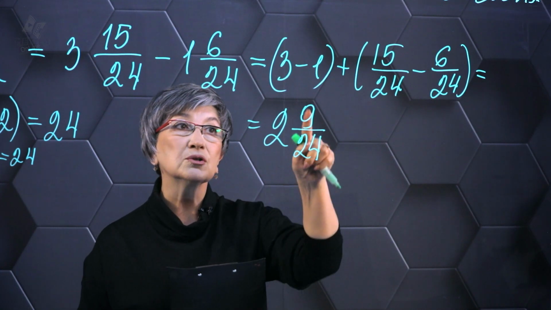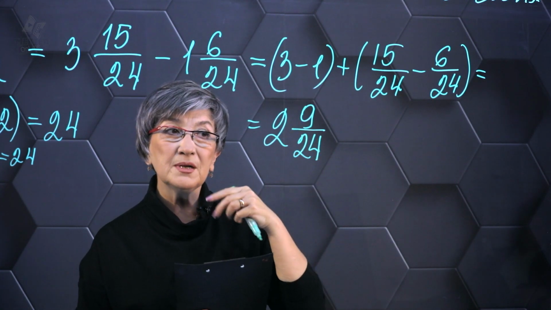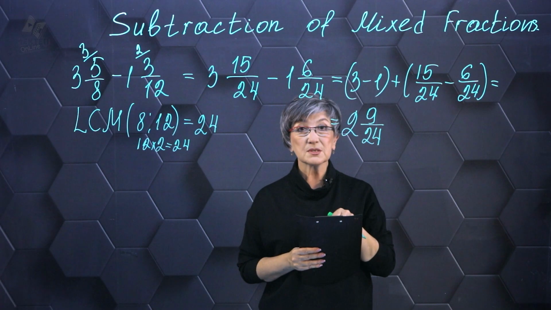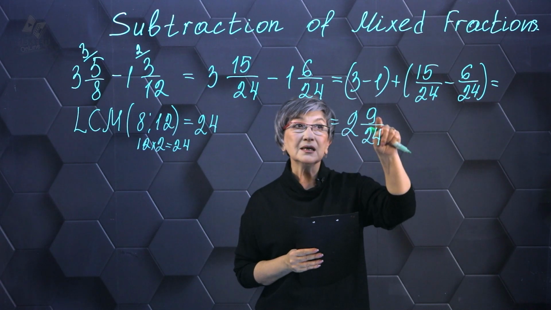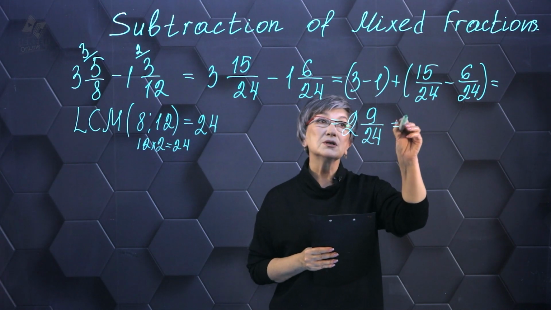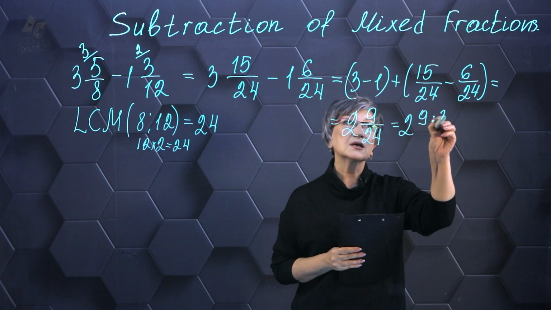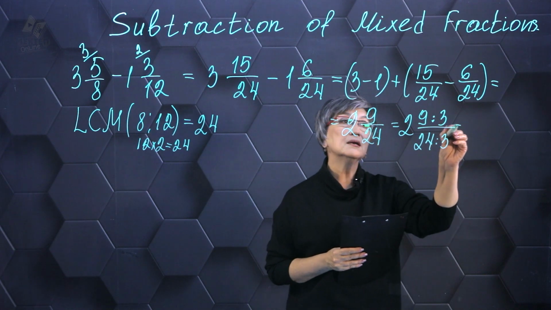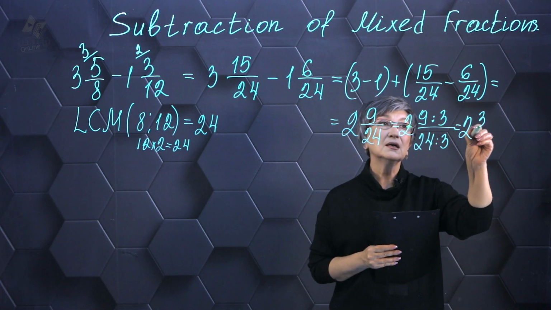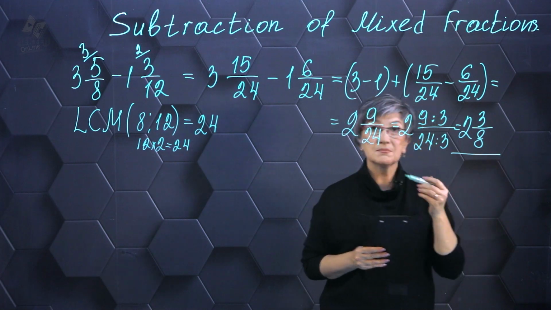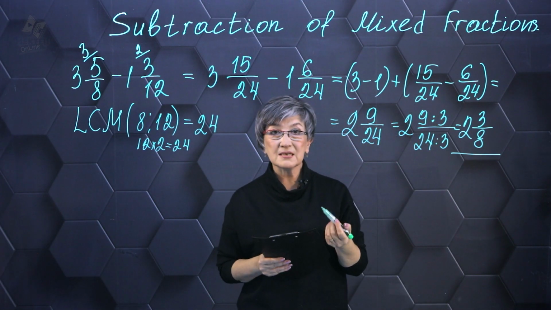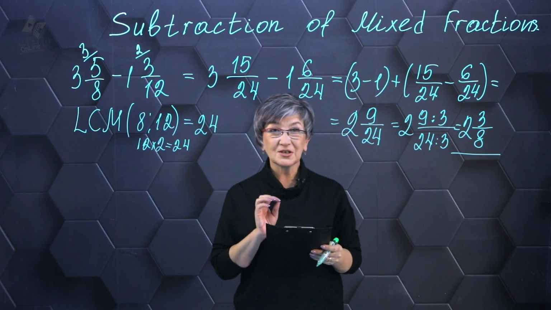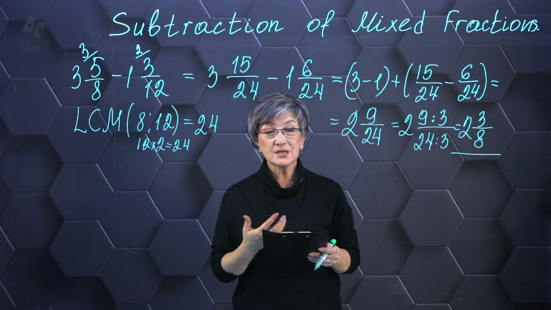But we never forget to check if we can reduce the fractional part. 9 24ths, yes, we can reduce. We can divide both the numerator and the denominator by 3. So if I divide the numerator by 3 and the denominator by 3, we end up with 2 whole 3/8. And this mixed number is irreducible. That is, you can't simplify further. So we remembered how to subtract mixed numbers and how to bring fractional numbers to a common denominator.